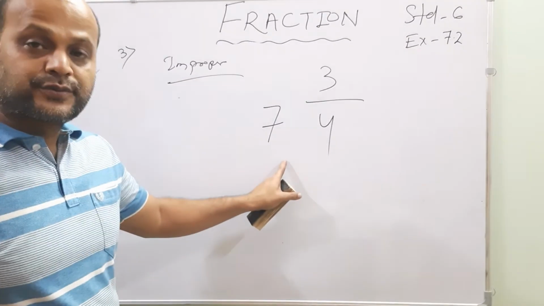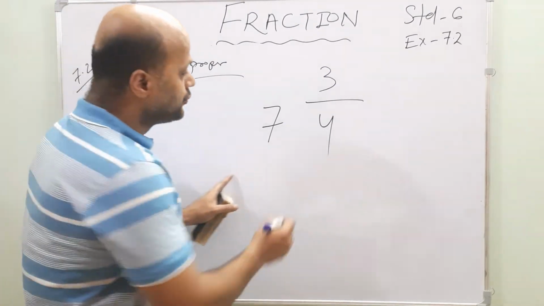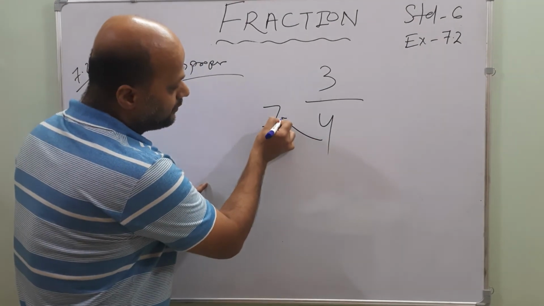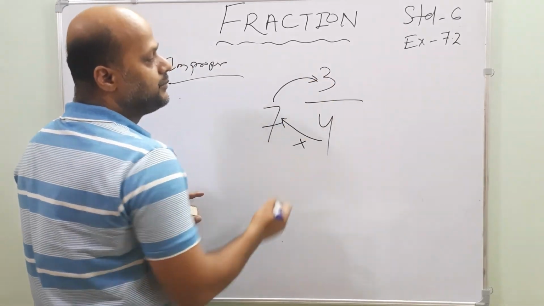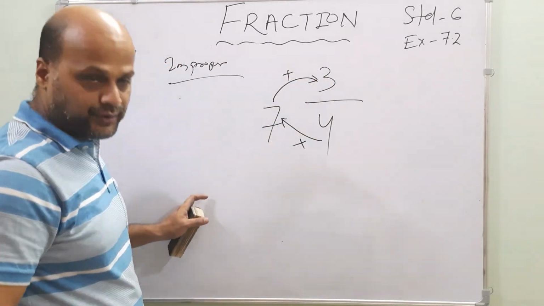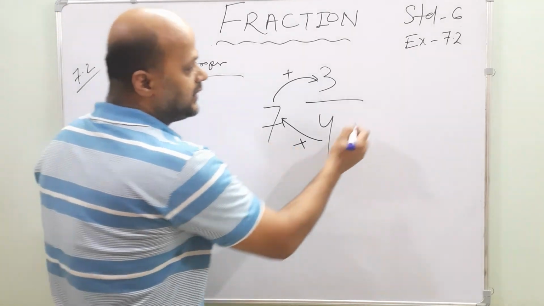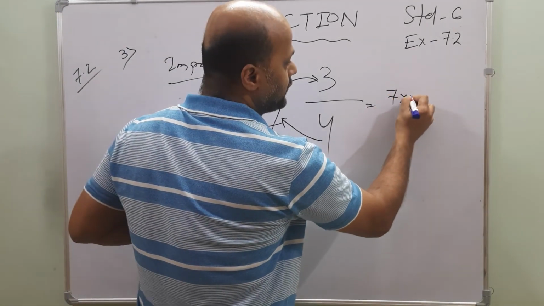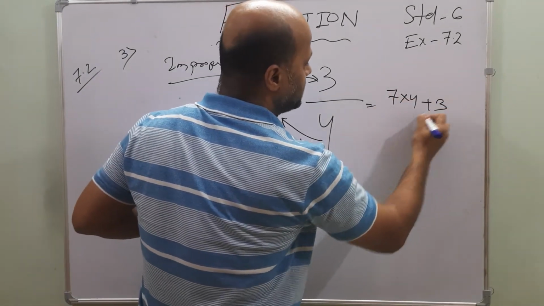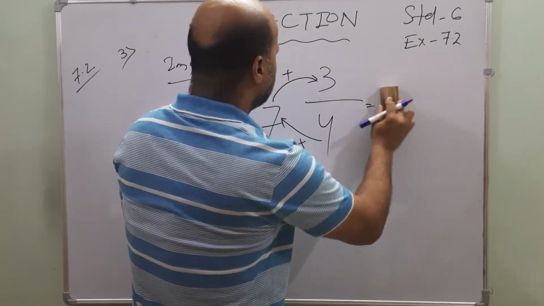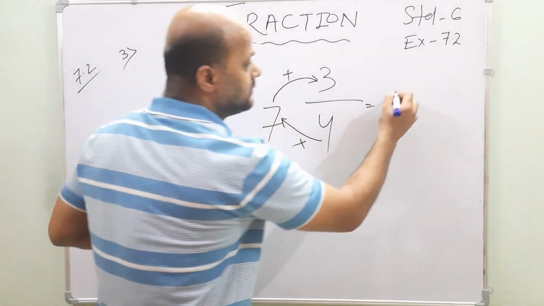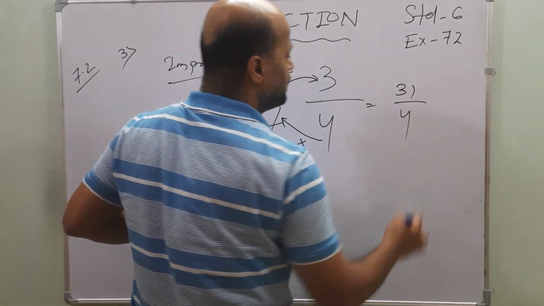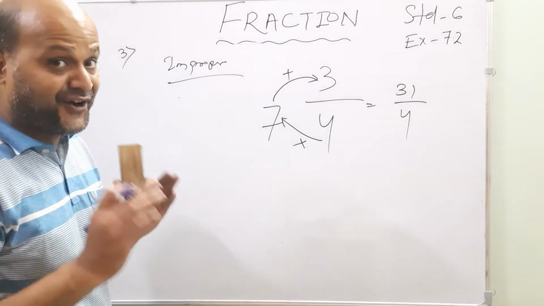To convert this mixed fraction into an improper fraction, what you have to do is multiply the denominator with the whole number, and the result will be added to the numerator. Means 7 fours are 28 plus 3. Or directly you can write 7 fours are 28 plus 3, 31. 31 by 4 is the answer. In this manner. Okay? How easy it is.